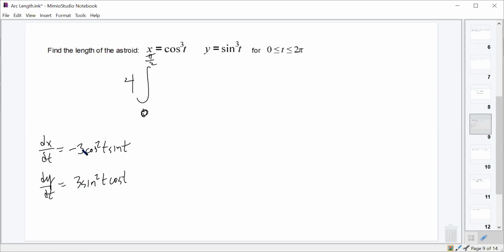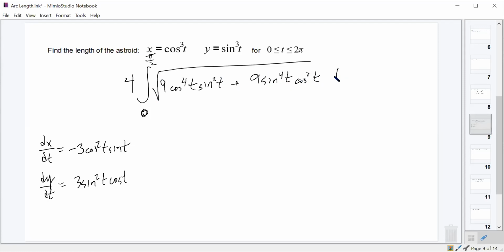If we square dx/dt, that's going to be 9 cosine to the 4th t sine to the 2nd t. And we'll add to that 9 sine to the 4th t cosine to the 2nd t. And it's all inside of a square root, and we'll put a dt at the end. Good or no?